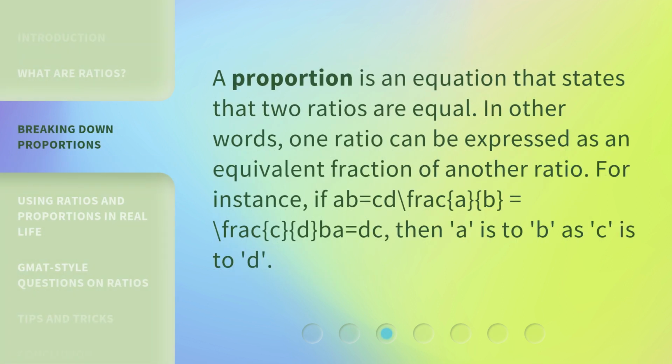A proportion is an equation that states that two ratios are equal. In other words, one ratio can be expressed as an equivalent fraction of another ratio. For instance, if A:B equals C:D, or A/B equals C/D, then A is to B as C is to D.